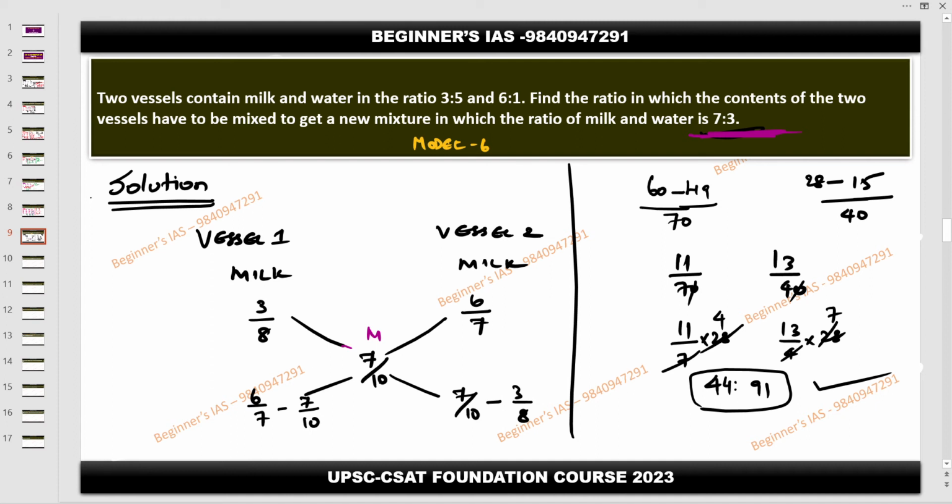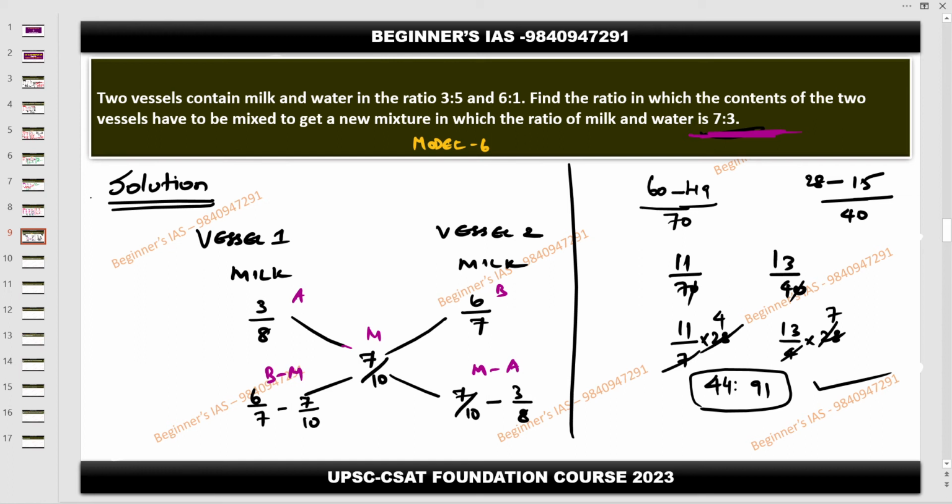Suppose I am taking A here and B here, then what you need to do is M minus A here, and B minus M here. So this is the procedure with respect to your alligation mixture topic. The same one you can go with the water also. Check whether you are getting the same answer or not.